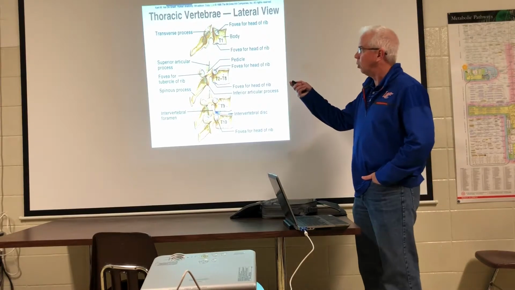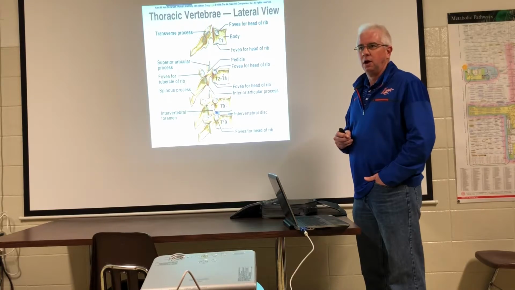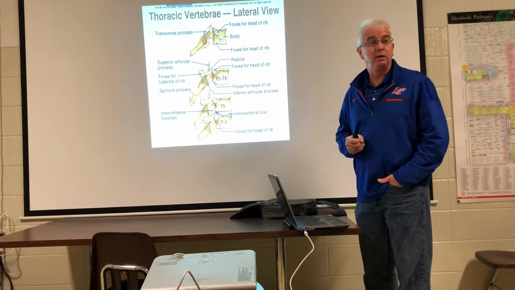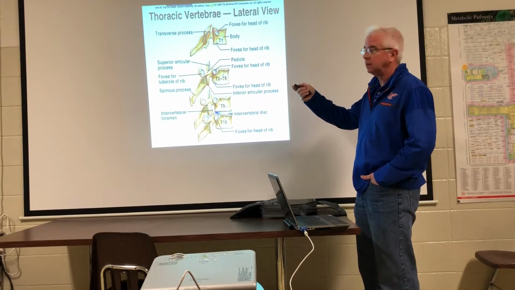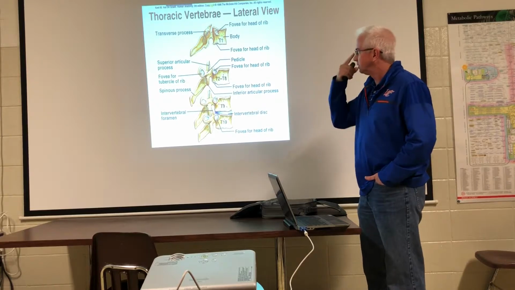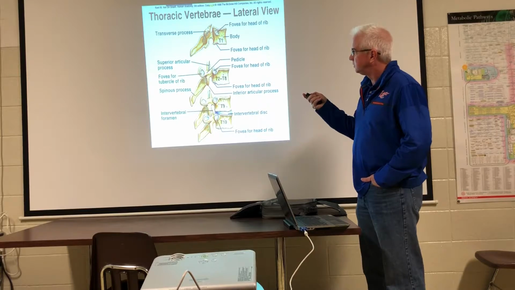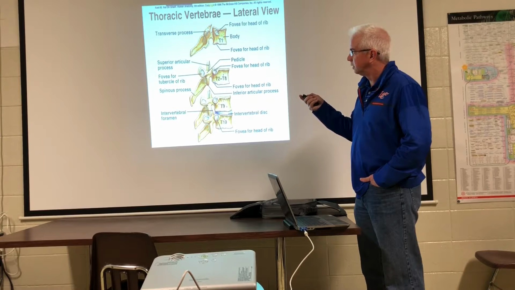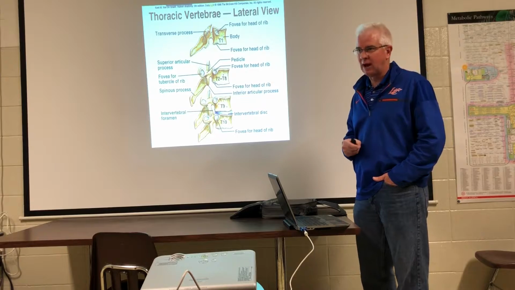All right, now, what are the facets on the bodies and the transverse processes for? On the thoracic bones. What is that? The ribs. The ribs, yeah. So the heads of the ribs articulate with the bodies. Now, this one is a little bit misleading. This one I like better. Can you see how the fovea for the head of the rib is shown here? What does this tell you right here? Where do the heads of the ribs meet the thoracic bodies?